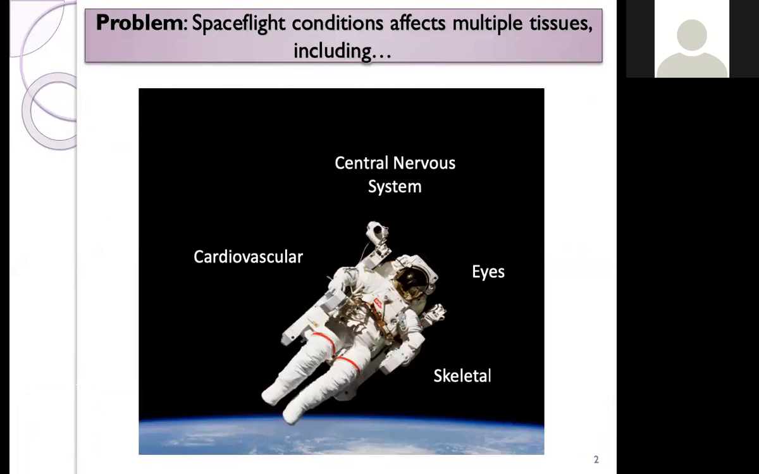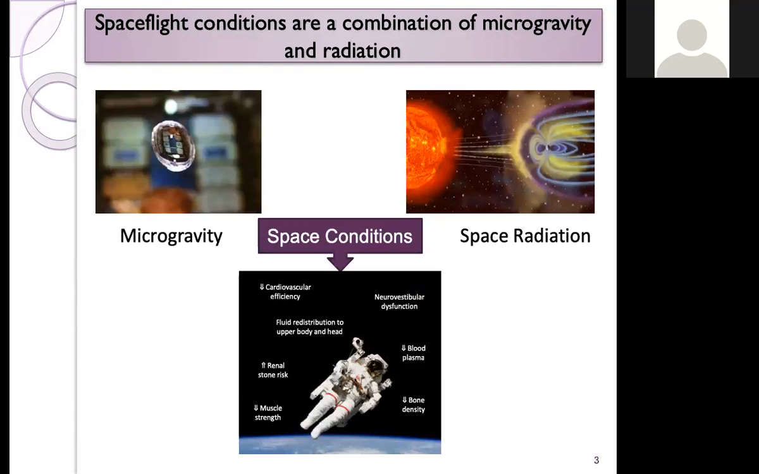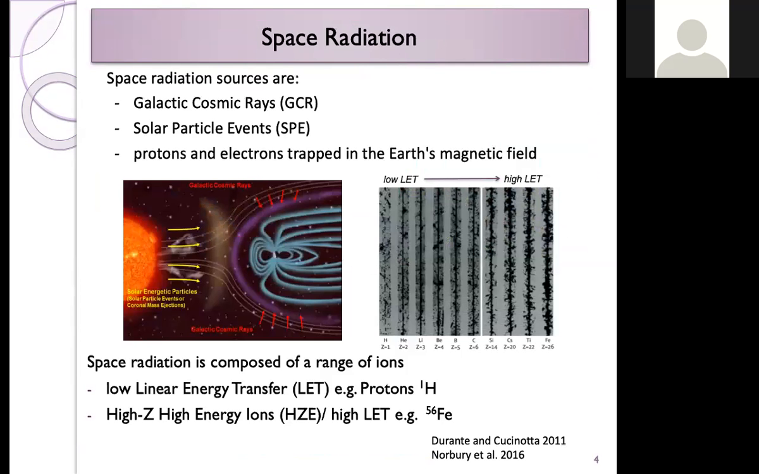We all know, I don't need to tell this audience, that some of the issues with spaceflight is the damage that can happen to multiple tissues, including cardiovascular, the central nervous system, eyes, and skeletal tissues. And space is really a combination of both microgravity and radiation, amongst other factors, which affect the human body. A little bit about space radiation.